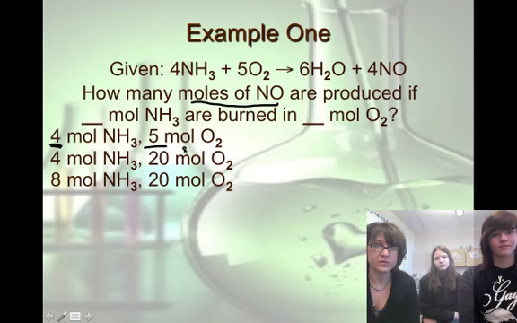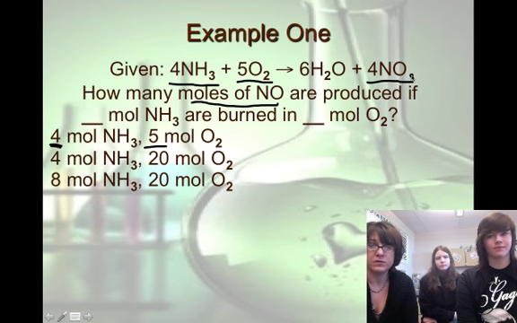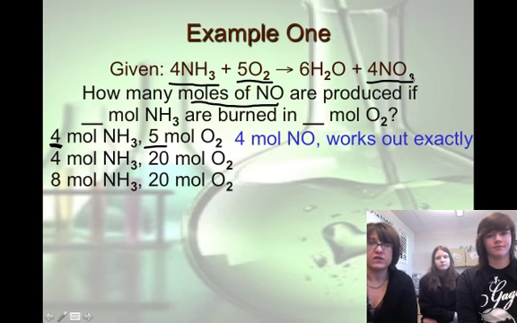So we'll look to our recipe. Where's the ammonia? Let's see, here's our ammonia, 4 moles, and here's the oxygen, 5 moles. And so this one seems like it's going to work out just right. So we're looking for moles of NO. Here's that one. So what's the number in front of NO? 4. 4. So that one works out exactly to 4 moles of NO.